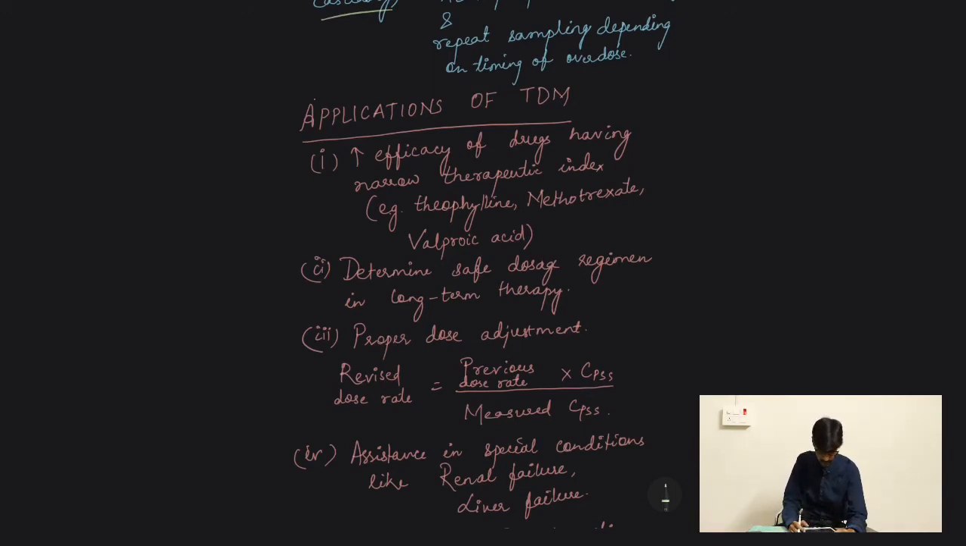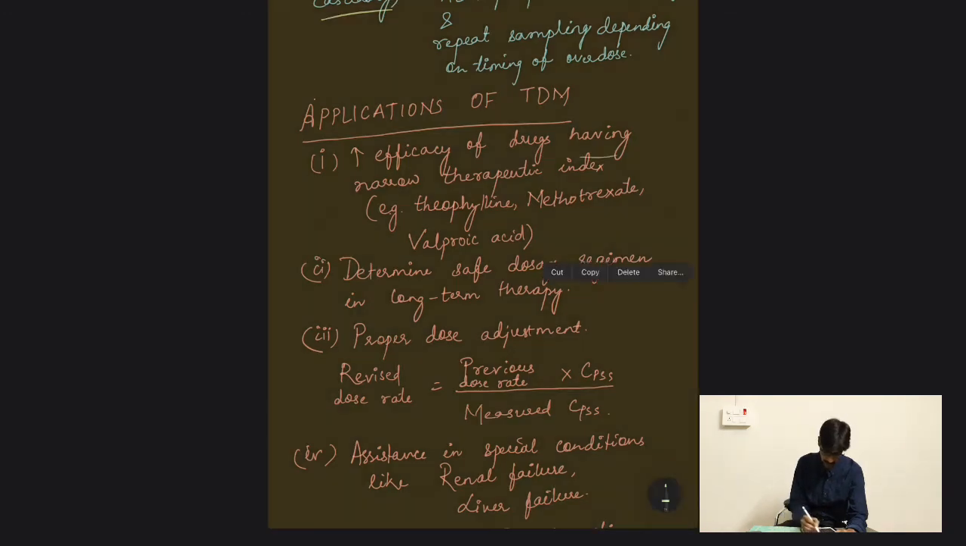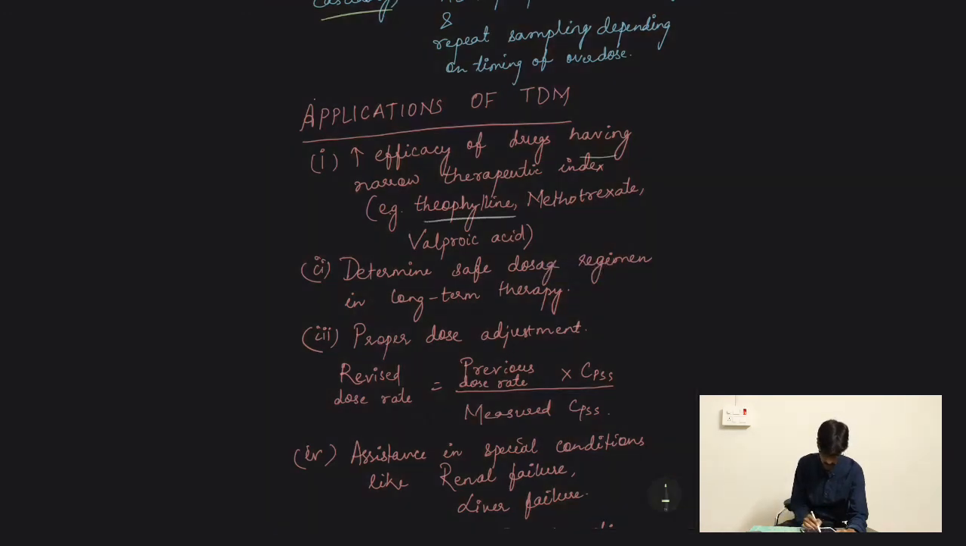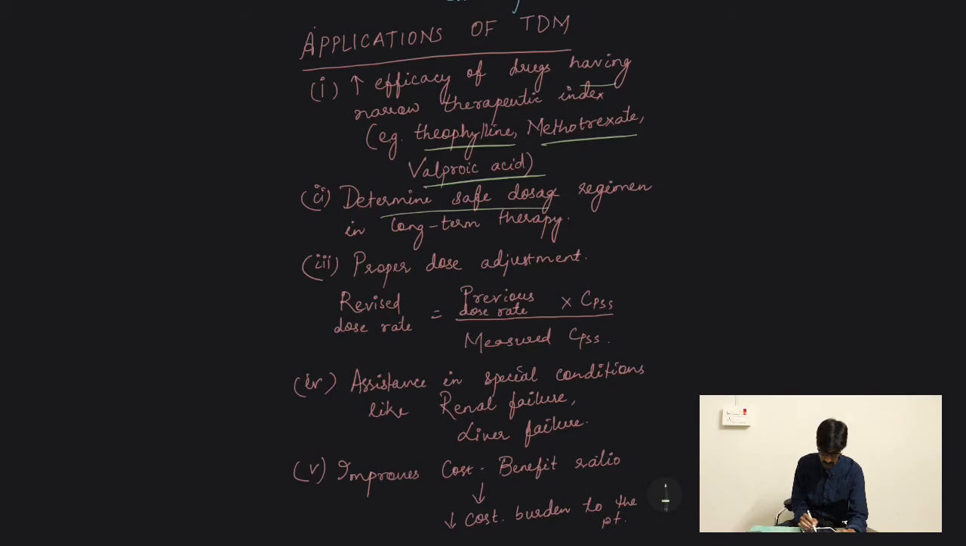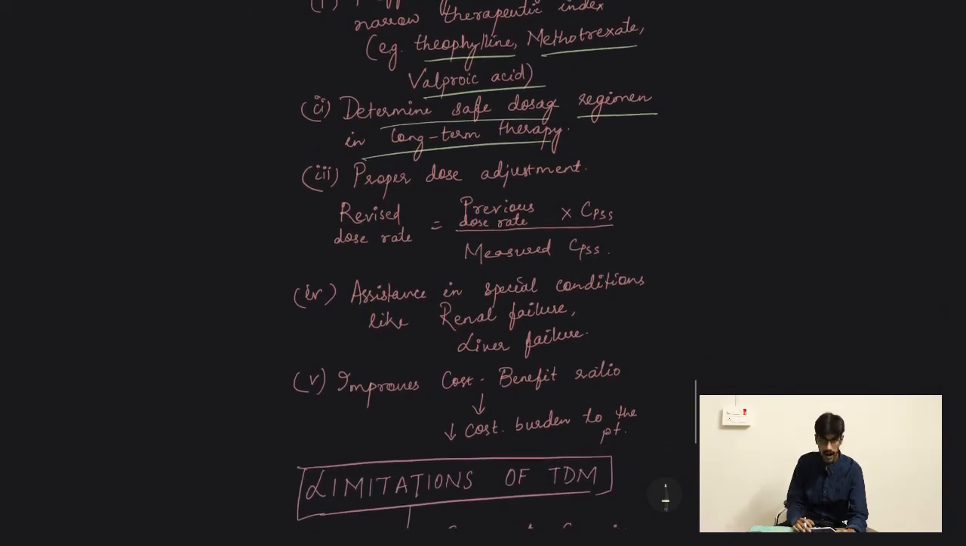Now coming to the efficacy or the applications of therapeutic drug monitoring. Therapeutic drug monitoring is applicable as it increases the efficacy of the drugs having narrow therapeutic index like theophylline, methotrexate, valproic acid, or to determine the safe dosage regimen in case of long-term therapy, and also it has an application in proper dose adjustment, like we can calculate the revised dose rate as the previous dose rate into the target steady state plasma concentration divided by the measured steady state plasma concentration.